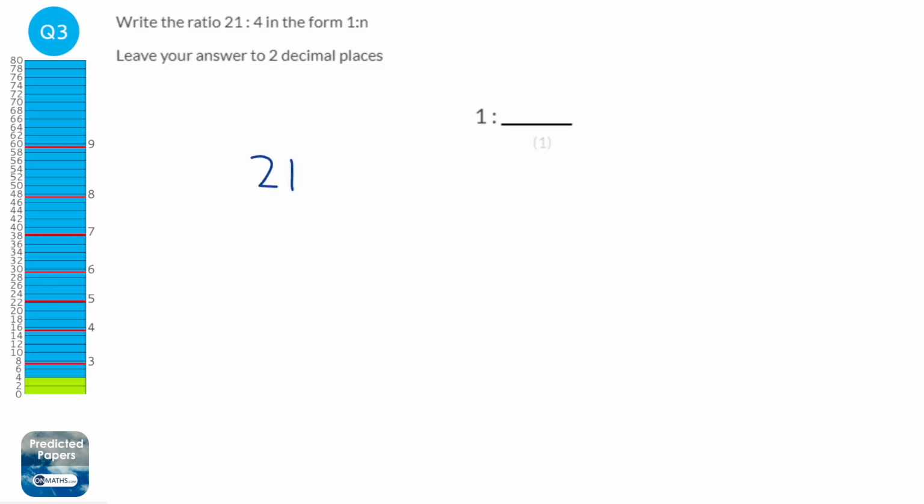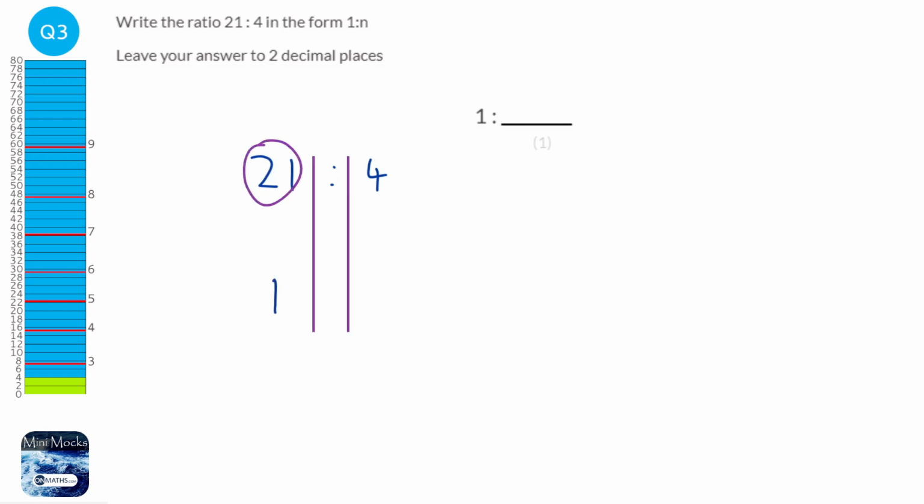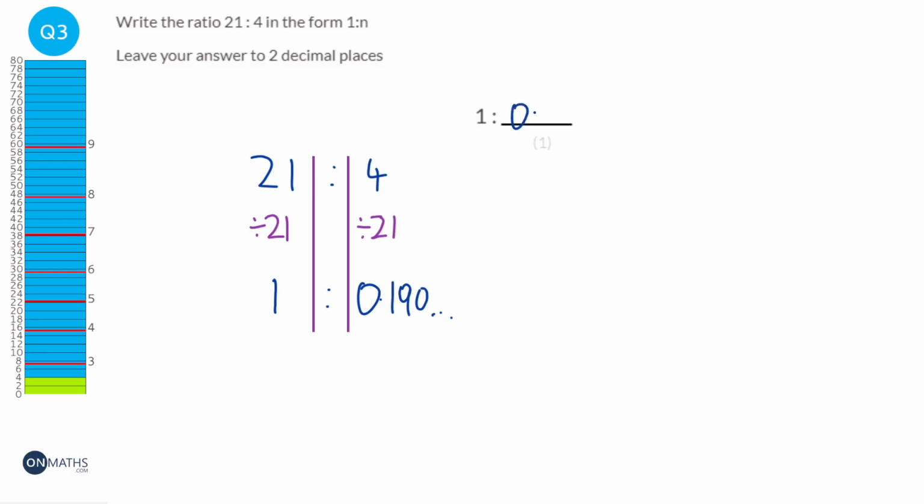So we're given 21 to 4 is the ratio. And we're just going to have our lines in, because what we need to do is make the left hand side be 1. And to do that, for 21, I need to divide it by itself, divide it by 21. And we're going to do the same to the right hand side. So 21 divided by 21 is 1. Perfect, that's what we wanted. 4 divided by 21 is 0.190, blah, blah, blah. It says it wants it to 2 decimal places, so it's going to be 1 to 0.19.